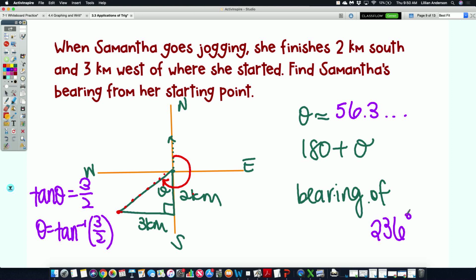Remember, bearings are always written in 3 digits. If it's a double-digit or single-digit number, make sure you have the 0 placeholders in front. Why is it always 3 digits? That one I don't know, but I guess it's to differentiate between longitude and latitude numbers.